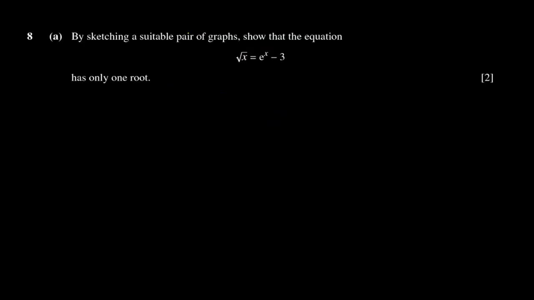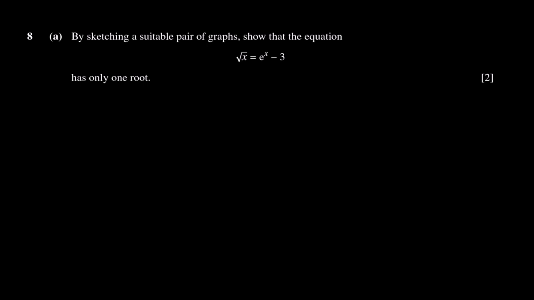Okay, then question 8, by sketching a suitable pair of graphs, show that this equation has only one root. Well, basically what we do is we sketch the graph of root x and we sketch the graph of e to the x minus 3, and we should hopefully be able to see there's only going to be one intersection point of those two graphs.